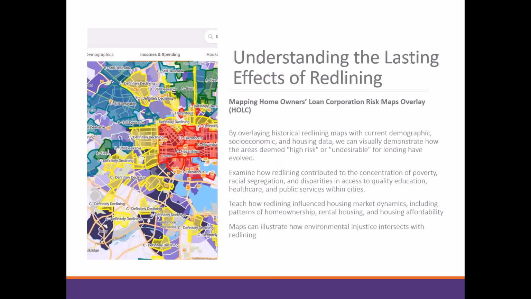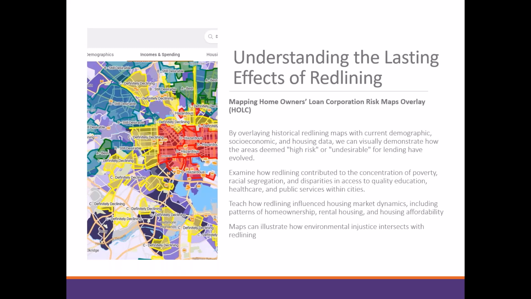So for my first example, and we'll just talk a little bit about some nice use cases, is an example of using PolicyMap or using maps in general to understand the lasting effects of redlining. So redlining, of course, is a discriminatory practice in which lenders denied mortgage loans or insurance to people in specific geographic areas. And it was often based on race or ethnicity.